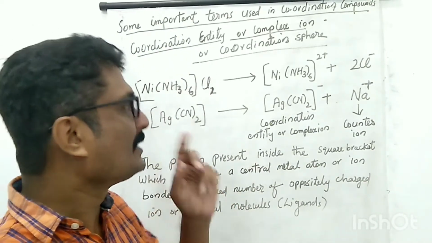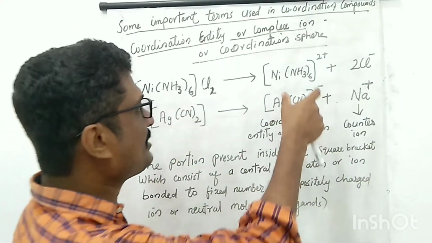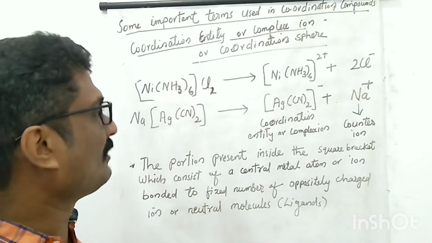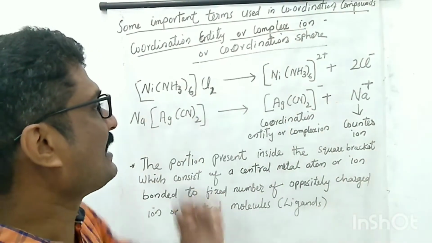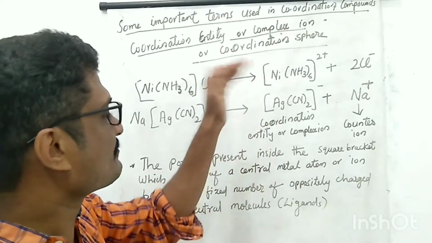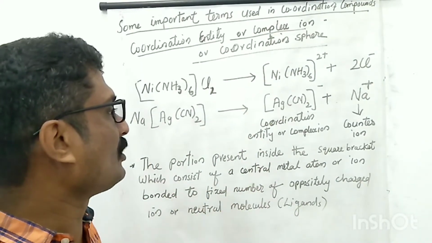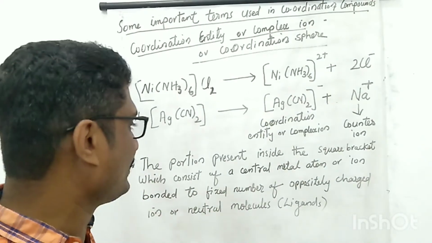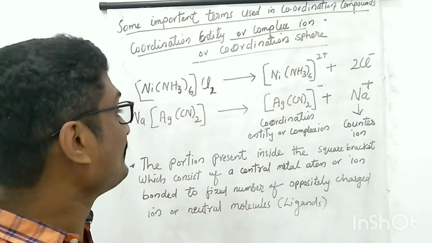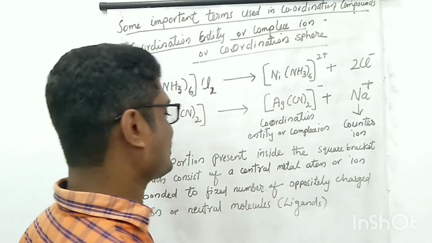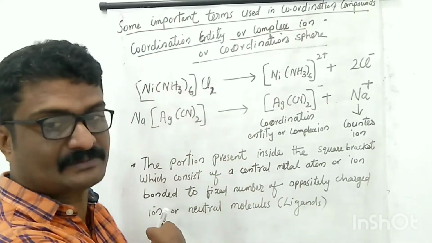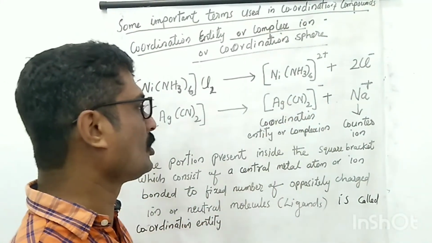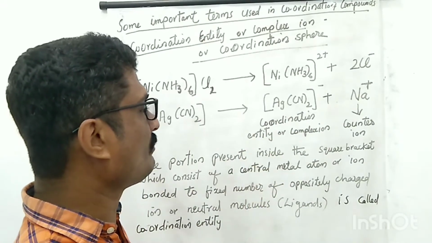This portion present inside the square bracket consists of a central metal atom or ion which is bonded to a fixed number of oppositely charged ions or neutral molecules. This portion is called the coordination sphere. Yes, this coordination sphere is also called the coordination entity or complex ion.